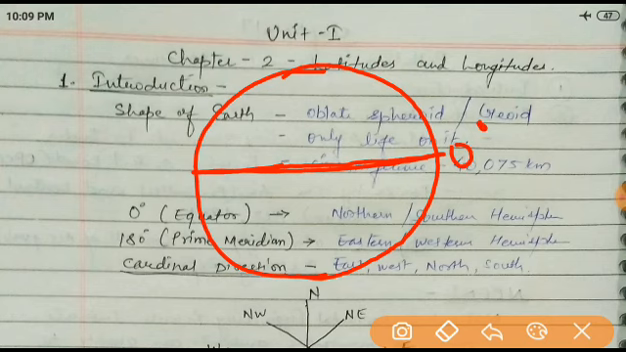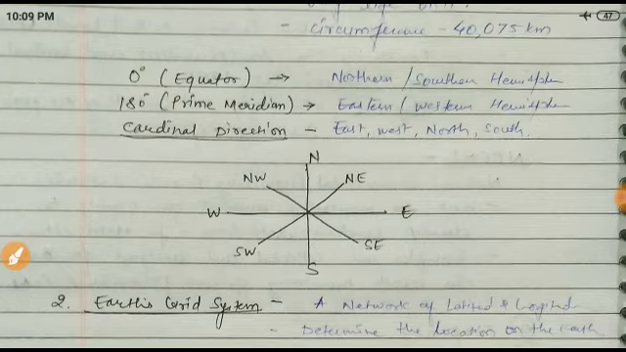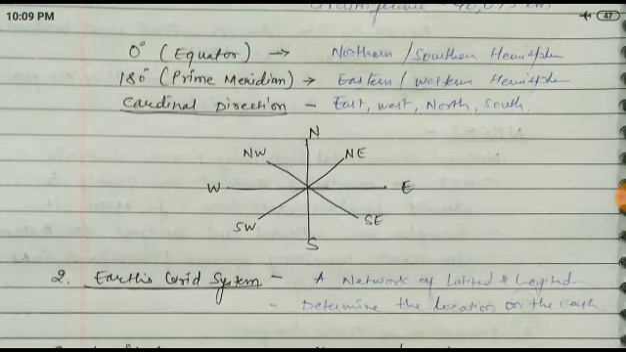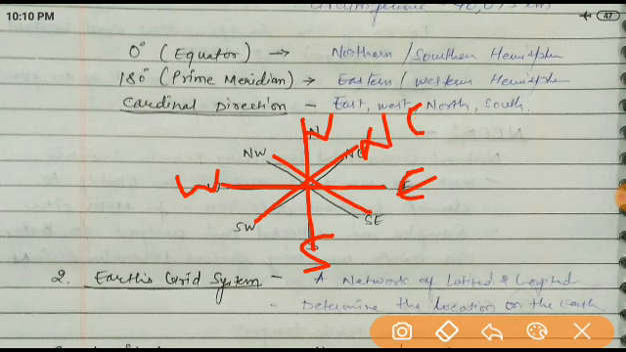You also know that there are basically four cardinal directions. Before that, you have to understand what these are. There are four cardinal directions: east, west, north and south. These are the main directions, and in between there are also four directions: northeast, southeast, southwest and northwest.